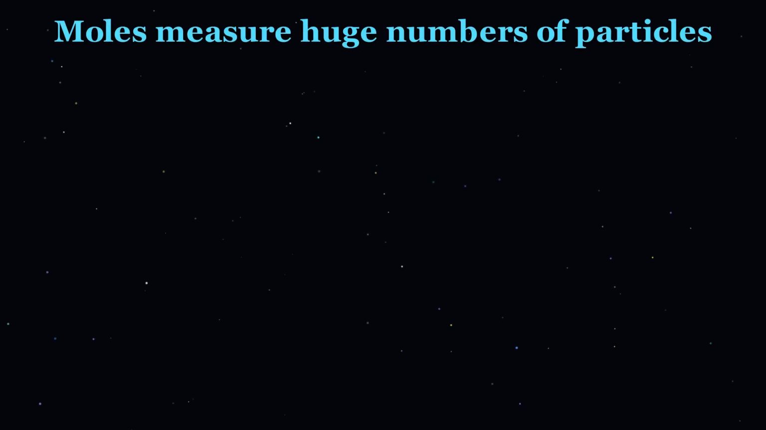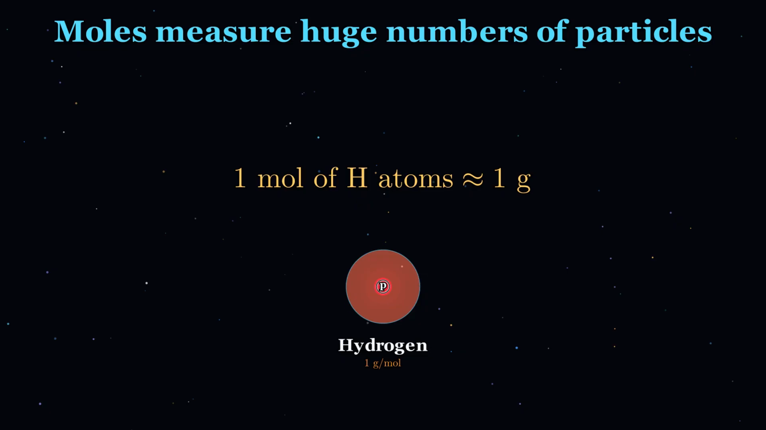Let us start with one fact that unlocks the whole topic. 1 mole of hydrogen atoms has a mass of about 1 gram. That is our starting point. A mole is not a mass by itself. It is a way of counting particles, so the mass depends on what the particles actually are.